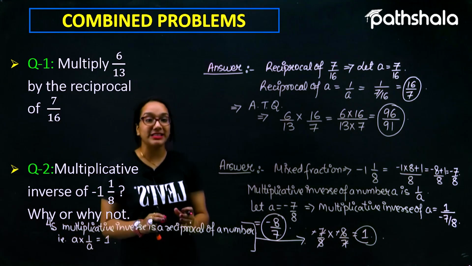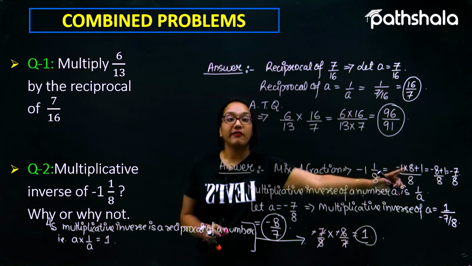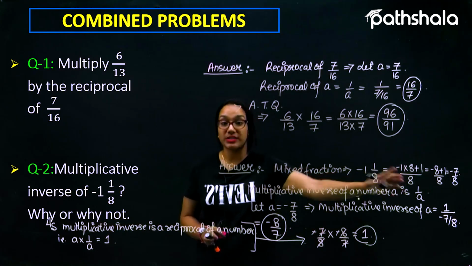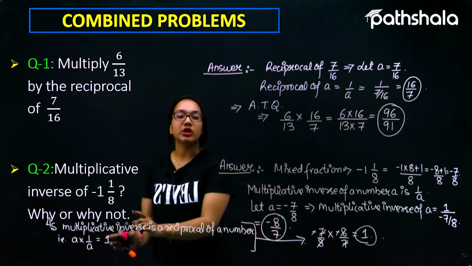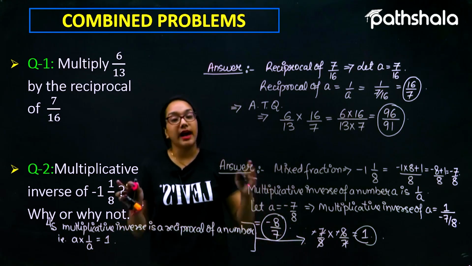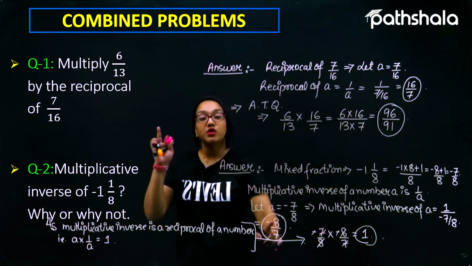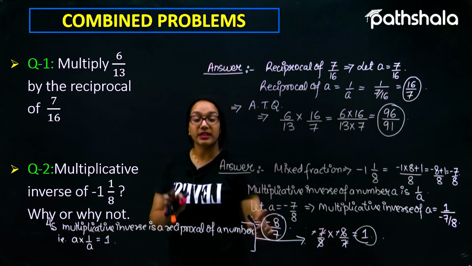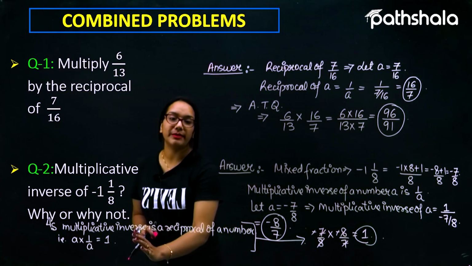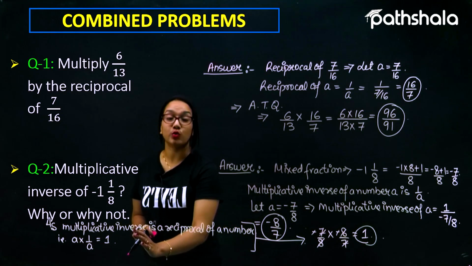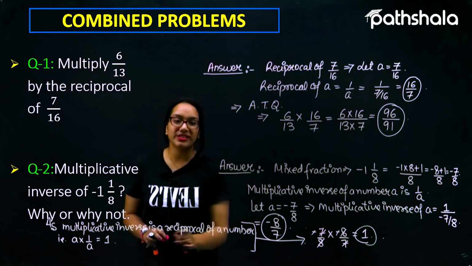So minus 8 by 7 is the multiplicative inverse of minus 7 by 8, because they follow this condition, and hence the second question is proved: the multiplicative inverse is minus 8 by 7. Why is it a multiplicative inverse? Because it satisfies the condition of the multiplicative inverse, which says that whenever two numbers are multiplied with each other, their product is always 1.